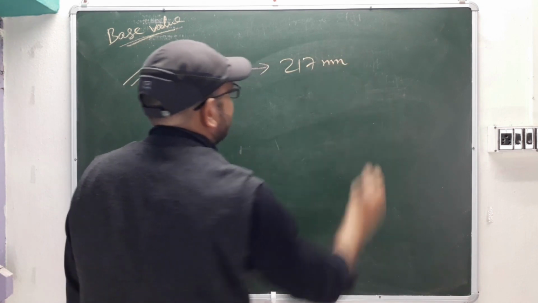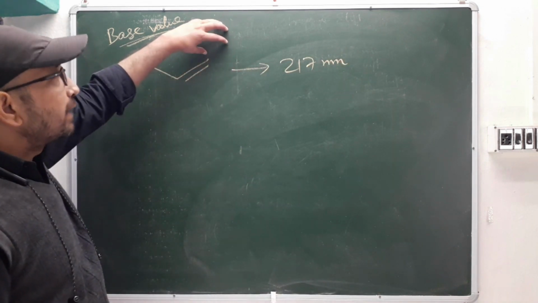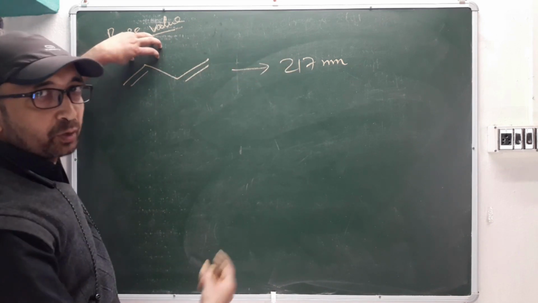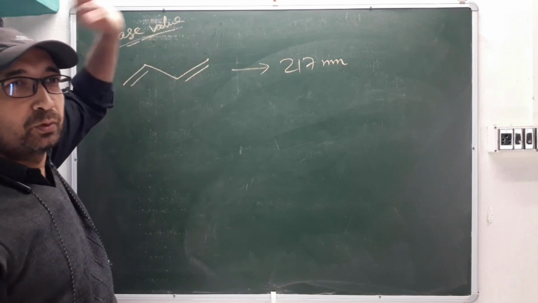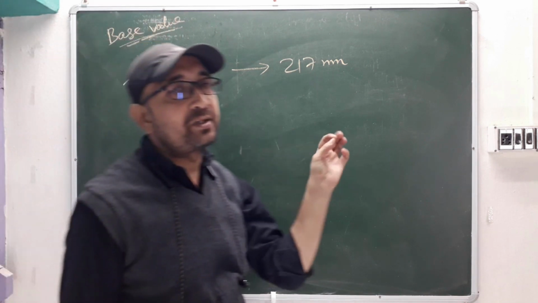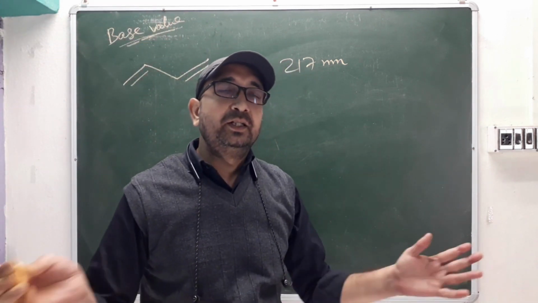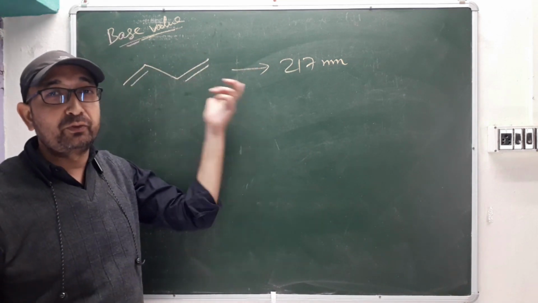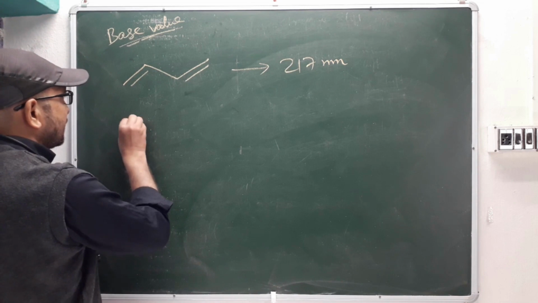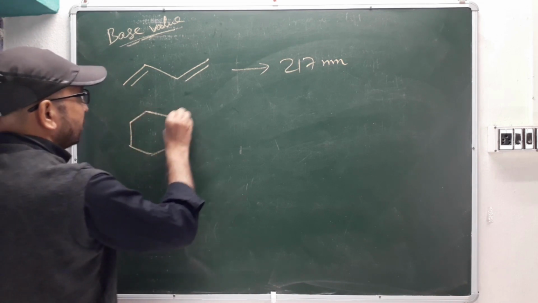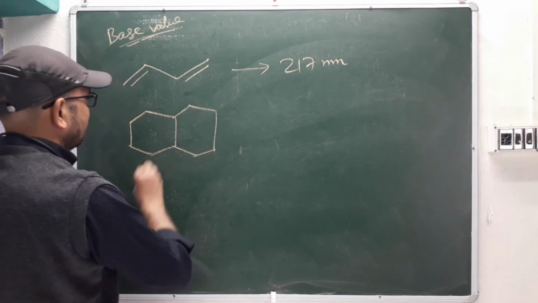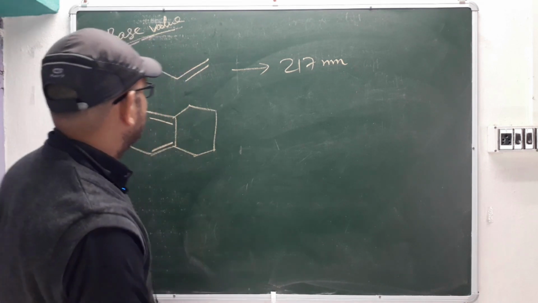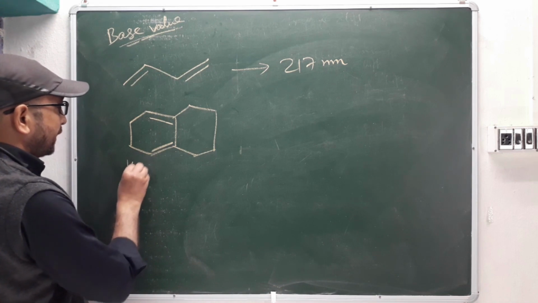217 nanometer. If methyl group is added, 5 nanometer you are going to add it. Whether it is added here, 5 nanometer you are going to add it. Methyl group, chloro group, all the groups have different values, and those values you no need to remember. Only if they are going to ask, they will ask the base value of butadiene. Then they might ask base value of homonuclear conjugated diene. Okay, so this is homonuclear conjugated diene.